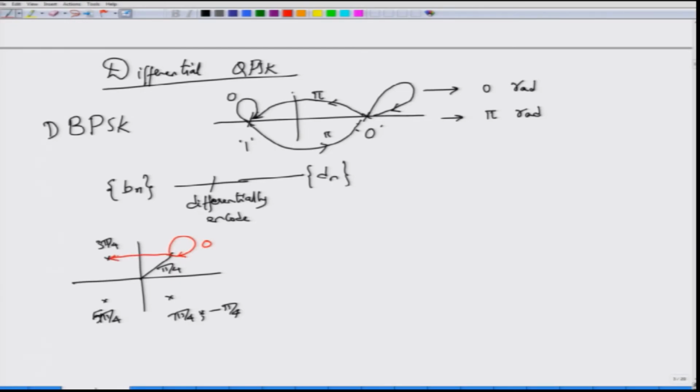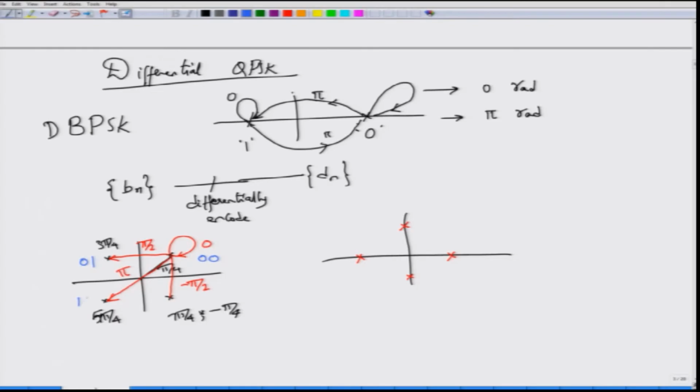This transition from pi by 4 to 3 pi by 4 is a 90 degree transition, right. So, I can represent this transition by sending out a pi by 2 shifted cosine signal. This transition to 5 pi by 4 represents a pi transition, and similarly pi by 4 to minus pi by 4 would represent a minus pi by 2 transition, right. So, for the differential encoding, I have 4 different transitions: 0 phase difference, pi by 2 phase difference, pi phase difference, and finally minus pi by 2 phase difference, right.